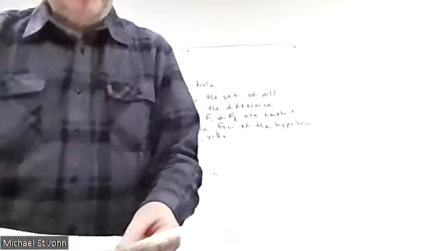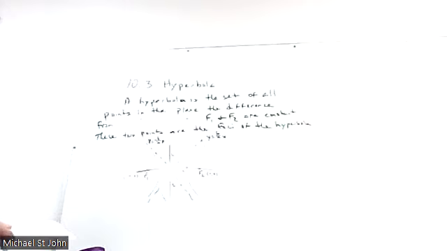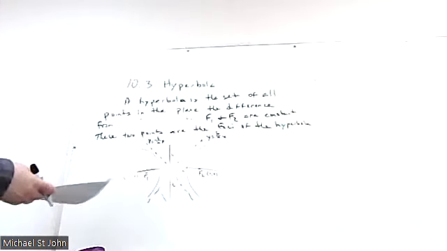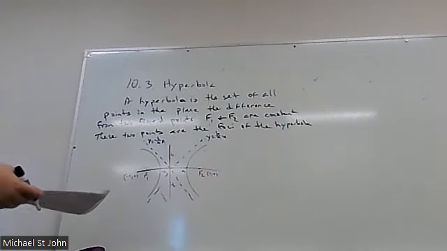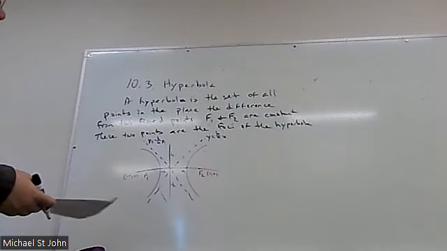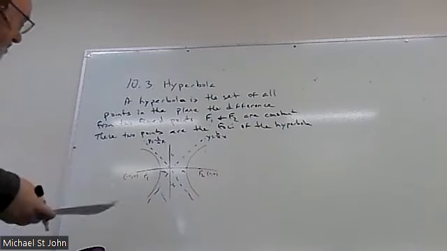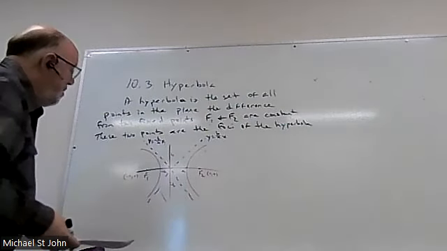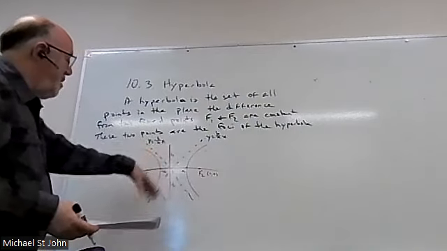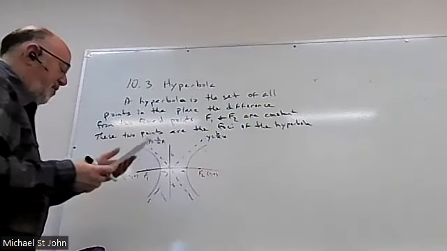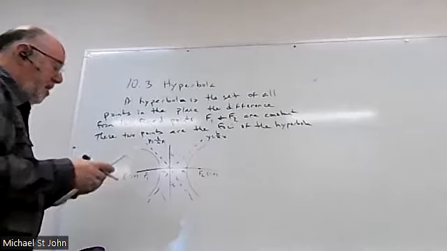All right. So 10.3 is hyperbola. A hyperbola is a set of all points in the plane where the difference of the distances from two fixed points, F1 and F2, is constant, and these two points are the foci. So I got this one, where basically we're centered around the x. And of course, we could also have one centered around the y. So we have 2 types.